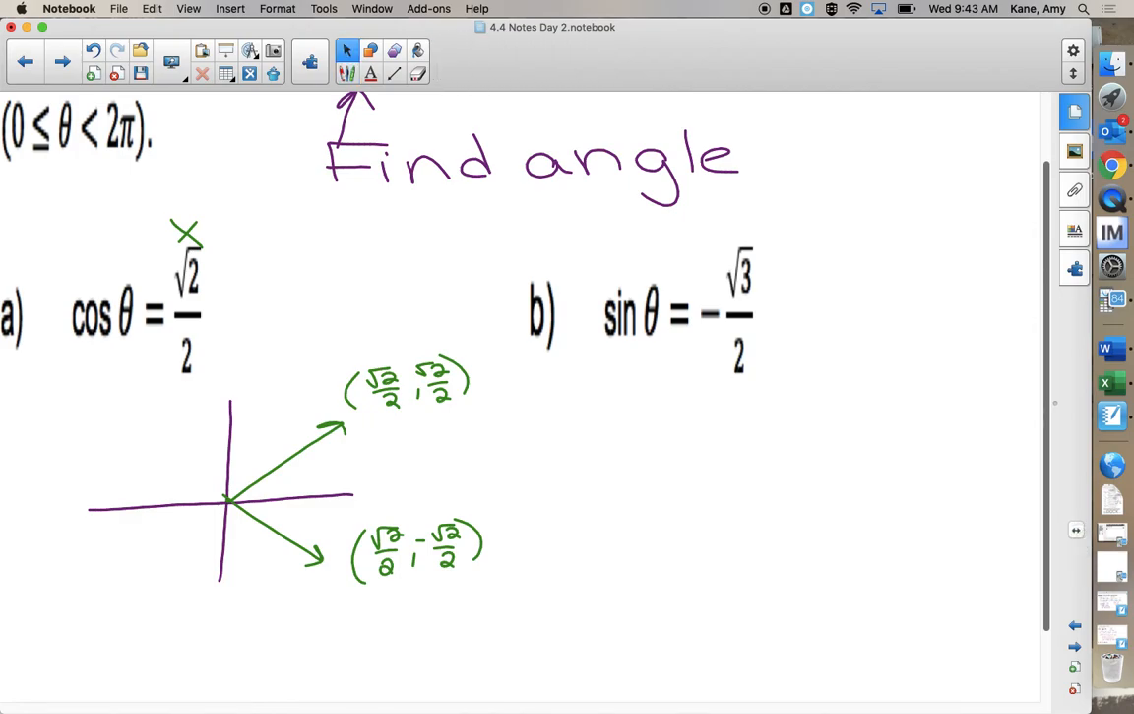What angle goes along with that ordered pair in the first quadrant? 45 degrees. It's a 45 degree angle. And as a radian, it is pi over 4. So now I want that same angle, but we want that angle in the fourth quadrant because there's also another time when cosine is the square root of 2 over 2.